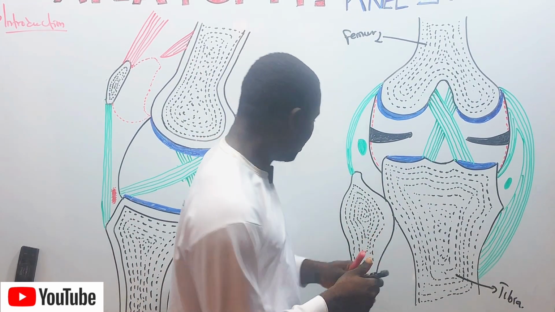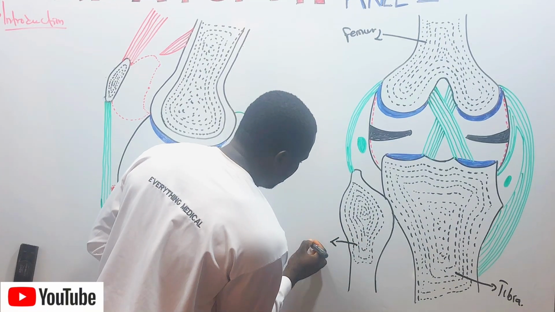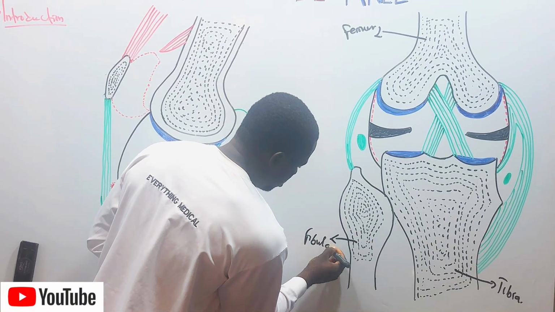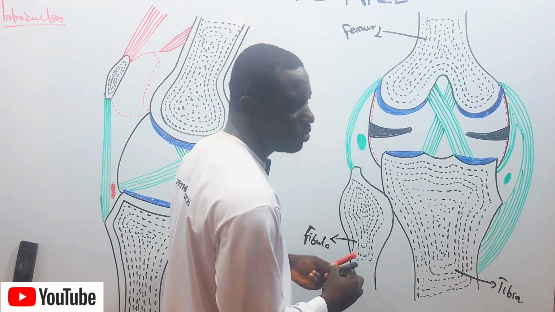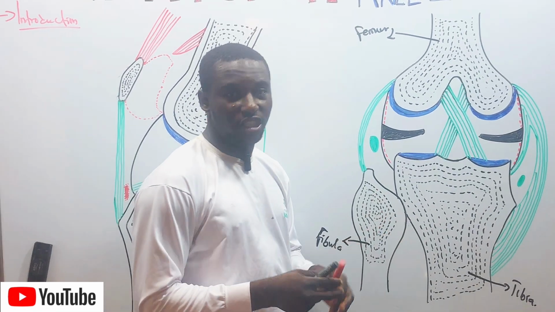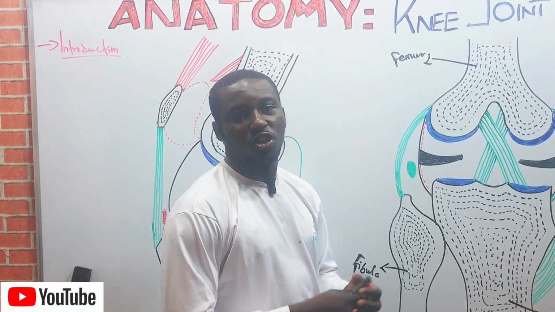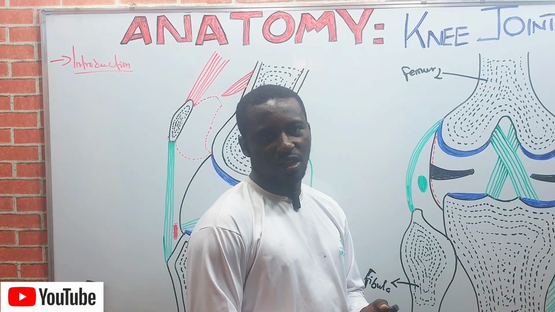But let's indicate it. This is the fibula. Now, let's come back to what I said, that the knee joint is a compound joint consisting of 3 articulations.